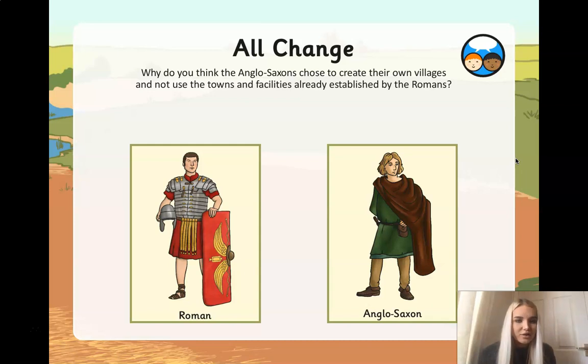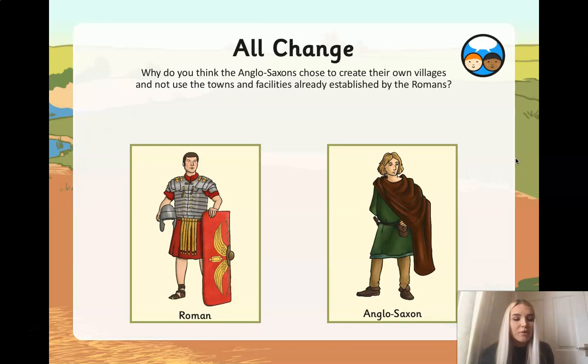Now, the Anglo-Saxons chose to create their villages from their own sources and not use the towns or the facilities that the Romans had spent so long and so much money trying to establish. I want you to just have a think. Why do you think that the Anglo-Saxons didn't want to use what the Romans had already built? Because surely that would be easier for them. But pause the video and have a think, please.